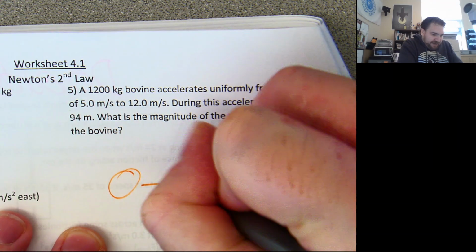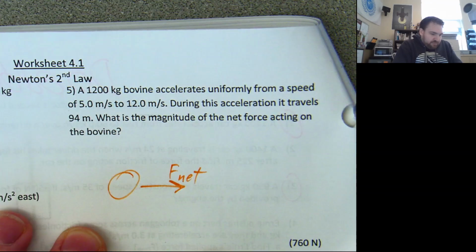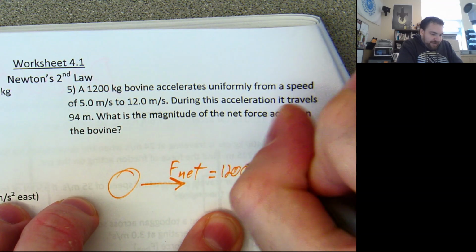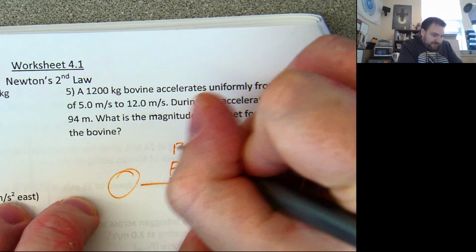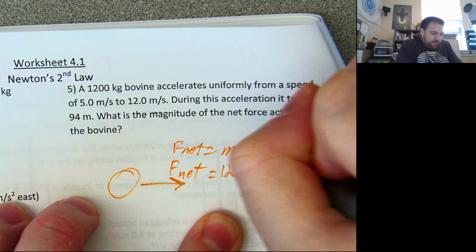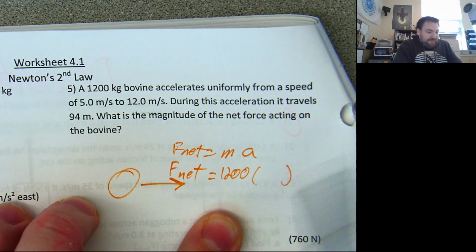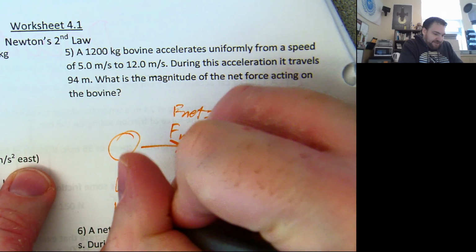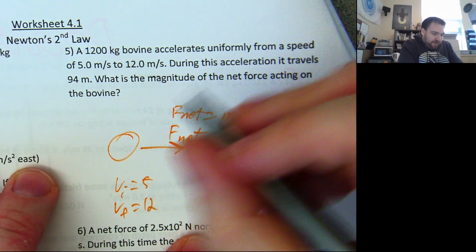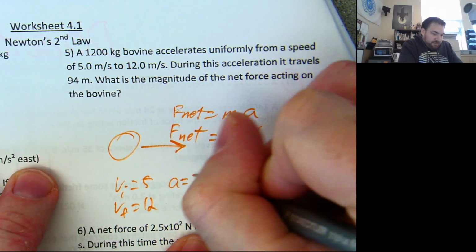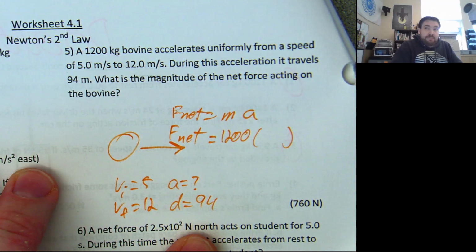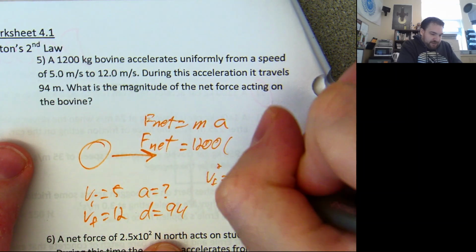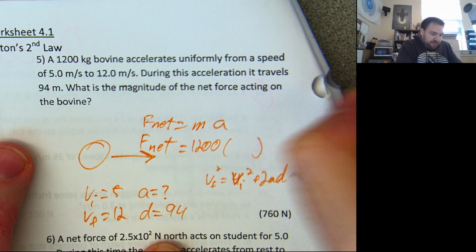We want to know what F net is on the cow. And so we know the mass of the cow is 1,200. We need to find the acceleration. F net equals ma. We know the mass. We need to find the acceleration. We're given an initial velocity and a final velocity. So vi is 5. Vf is 12. We want to find the acceleration. And we know that it does it over 94 meters. So Vf squared equals Vi squared plus 2AD.